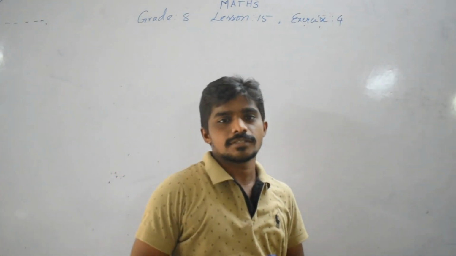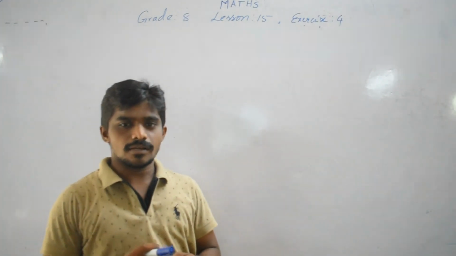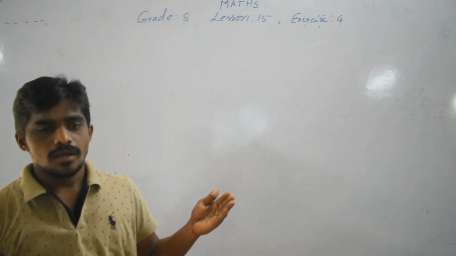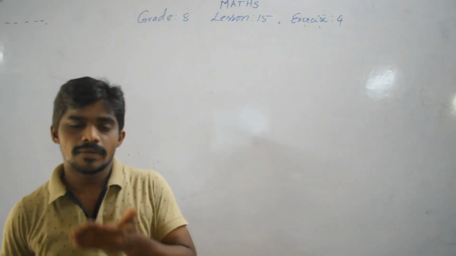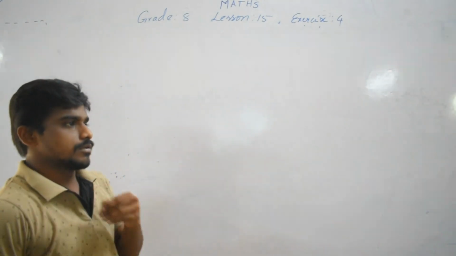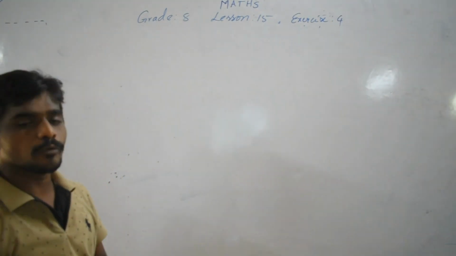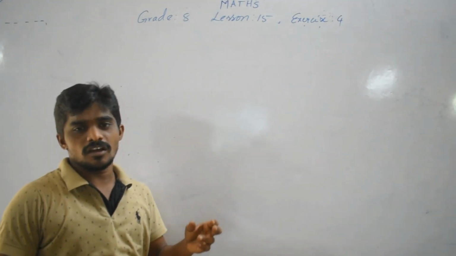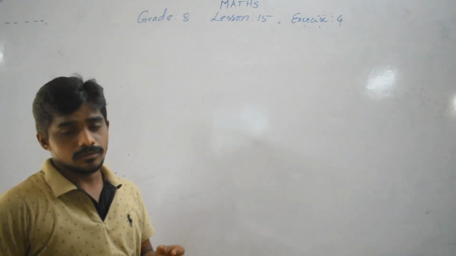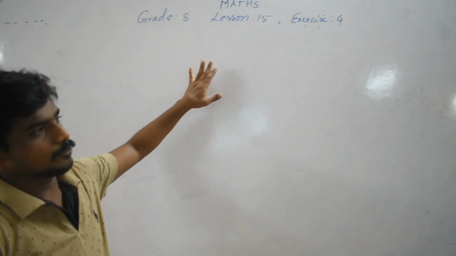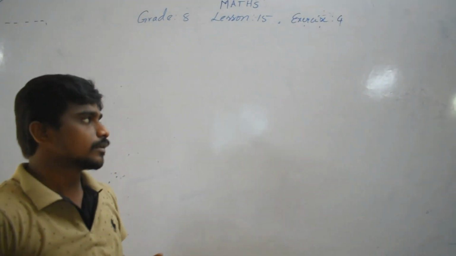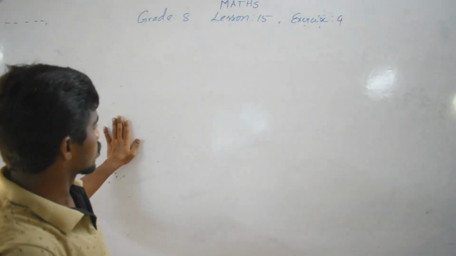Good morning students. In the last class we discussed the divisibility rules from 1 to 11. Today we are going to learn the divisibility rules of 11 and 12, 42, 35 and 45.